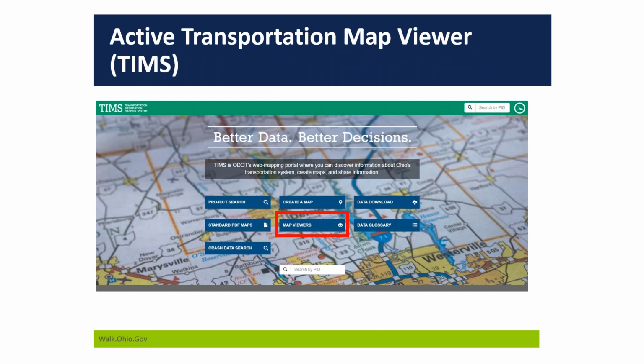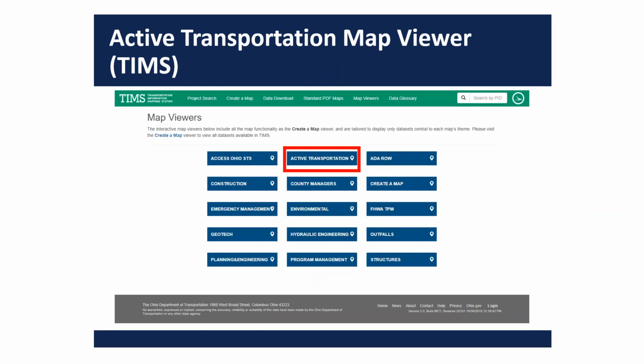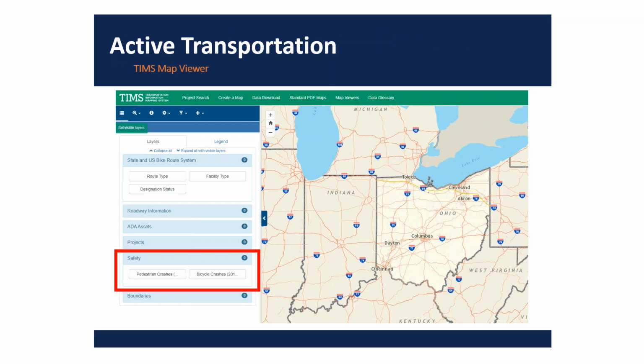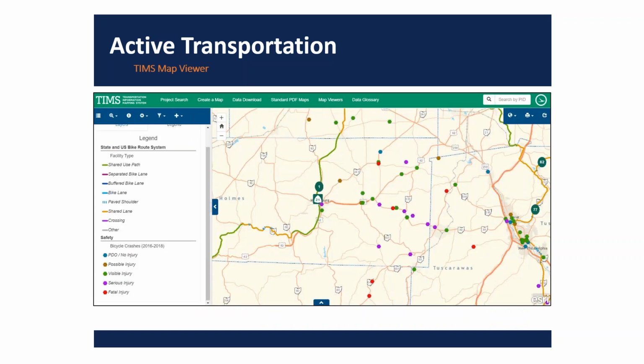Next, I want to go through the active trans. It's a good way to just kind of highlight where your vulnerable user crashes are and where you might have a high demand or need for vulnerable user facilities. So you can pull up crashes on here that'll be specific to ped and bike crashes.